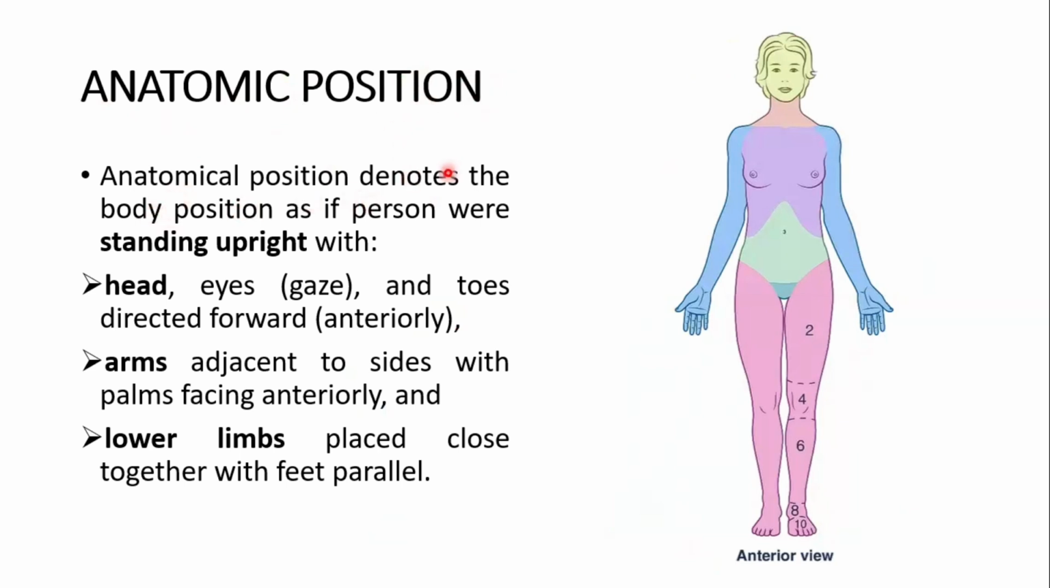Anatomical position denotes body position as if the person was standing upright with the head, the eyes' gaze, and toes directed forwards, anteriorly. This is the head and the gaze anteriorly, and these are the toes directed anteriorly. The arms are adjacent to the sides with palms facing anteriorly. Here you follow the laser, the palms anteriorly, and the lower limbs placed close together with feet parallel. You could see the feet parallel and lower limbs close to each other.